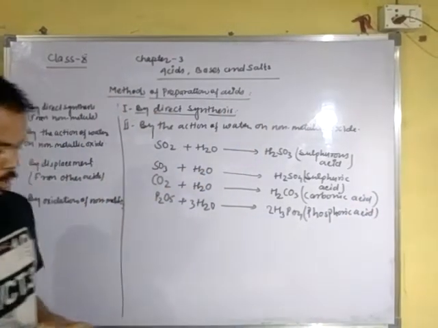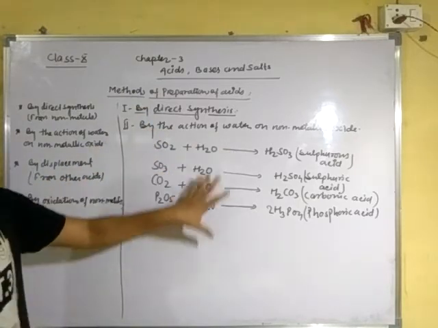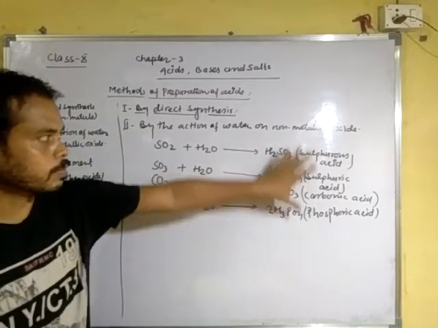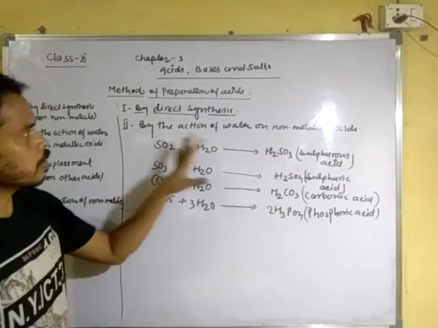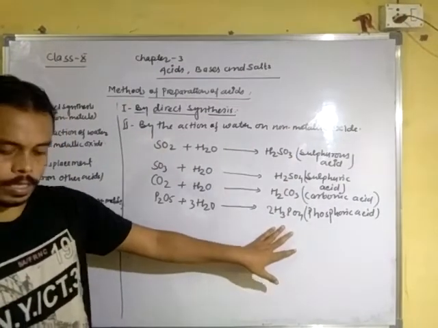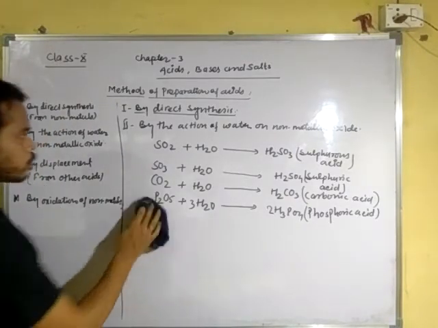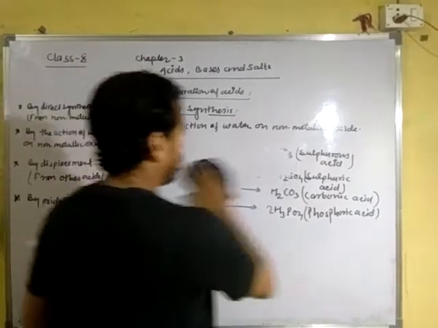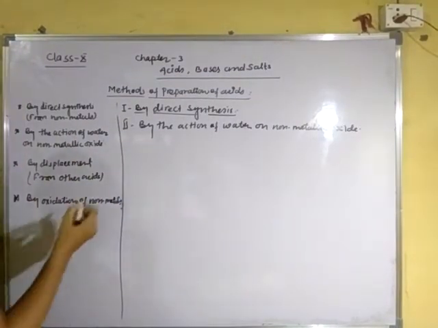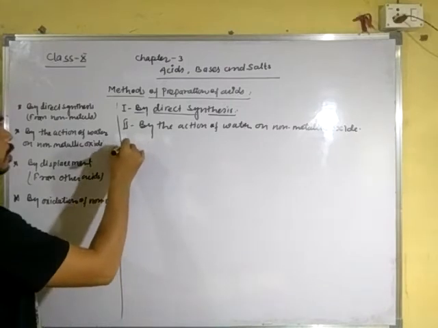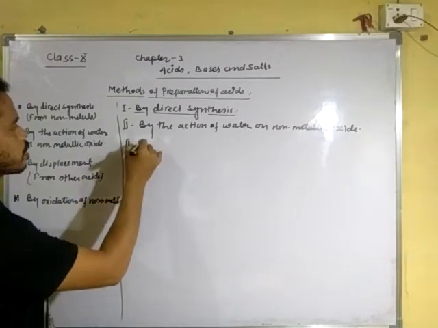Clear? So you can see that when a non-metallic oxide is treated with water, it forms acid. This is another method of preparation of acid. Next, and very important, is by displacement reaction.